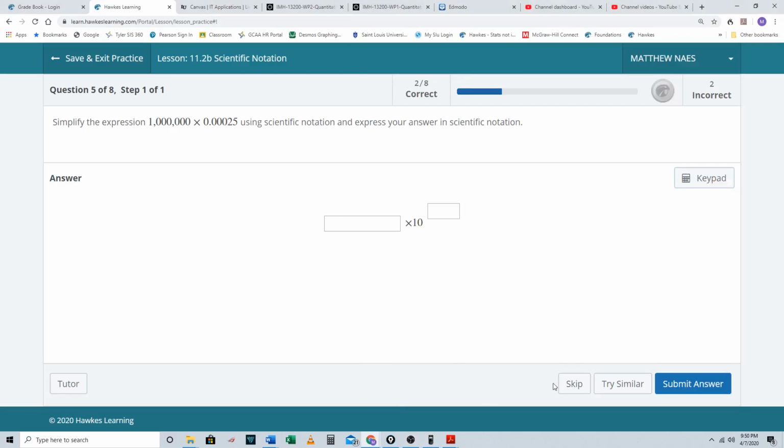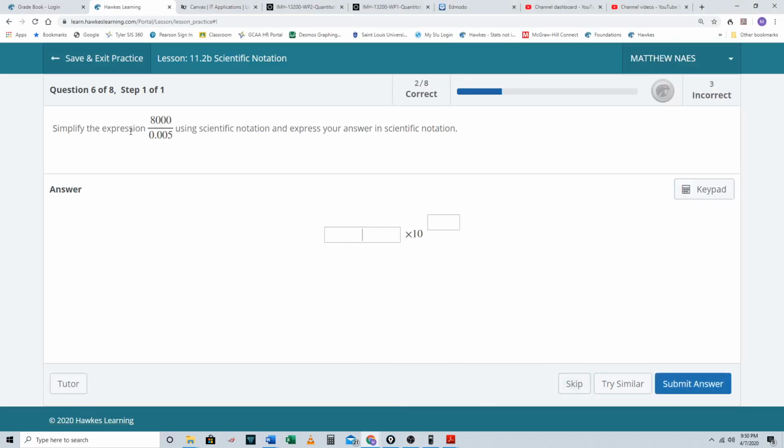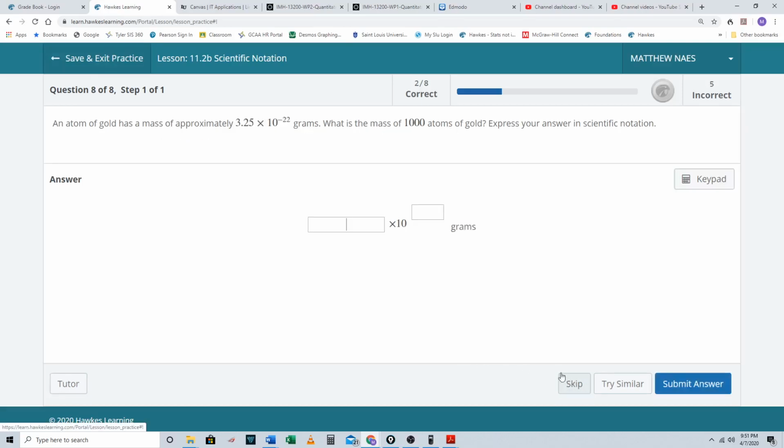So you just type that in. Same thing here, you can just type that in, and it'll put it in scientific notation for you. Same thing here. Now this is the only one that may be an issue.